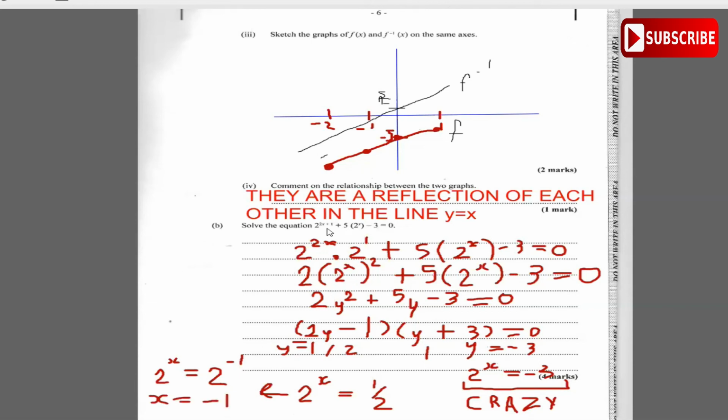When you finish, you can always check your solution. Plug in x equals negative 1. You're going to get 2 times negative 1 is negative 2, negative 2 plus 1 is negative 1. And so you get 2 to the negative 1 plus 5 times 2 to the negative 1 minus 3. 2 to the negative 1 is a half, plus 5 times 2 to the negative 1, which is 5 over 2, so a half plus 5 over 2 is 3, and 3 minus 3 is 0. So yes, this is right. Nice and easy.